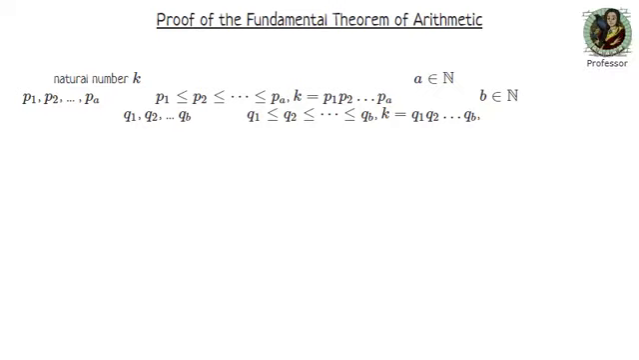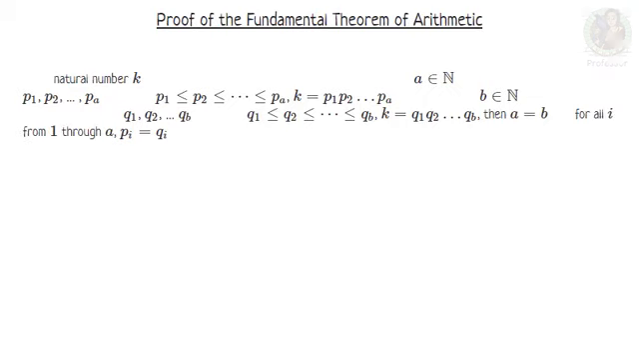Now, given these two prime factorizations, what do we need to prove? That they're the same. If they're the same, then A and B are the same because each list has to have the same number of primes. And what else? So for every I, P sub I equals Q sub I. And I is between? I is between 1 and A, or B. It doesn't matter, since they're the same. Good.